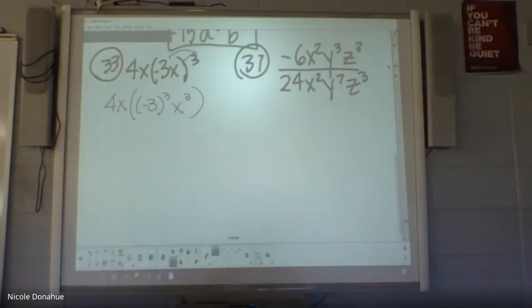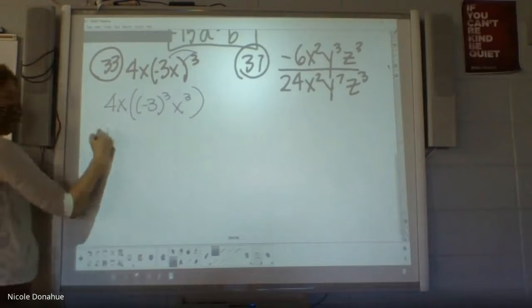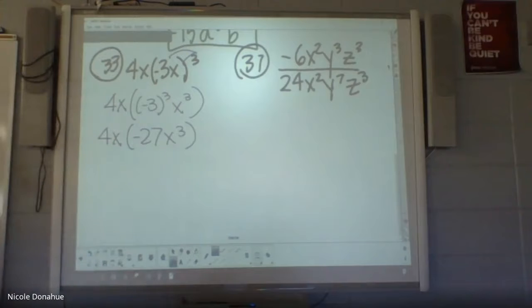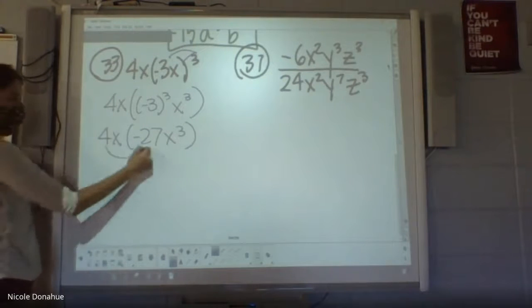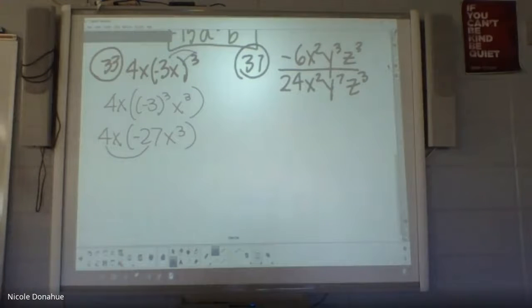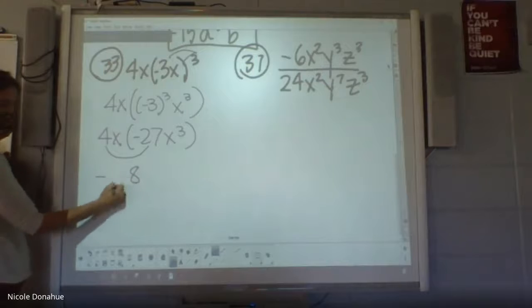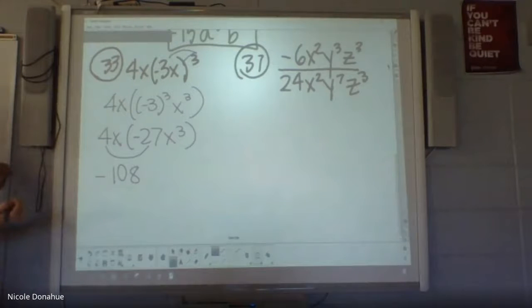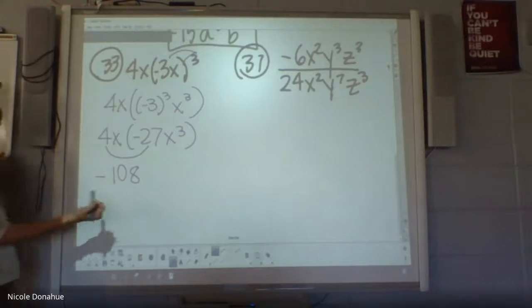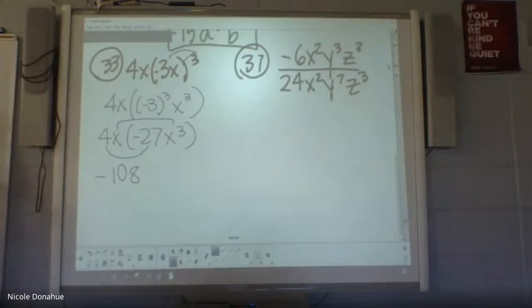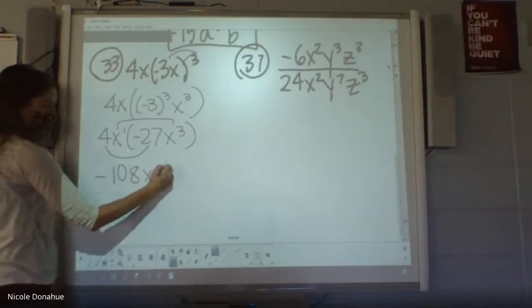Now -3 to the third, we just did that. That's -27. And at this point now, I need to look at what I can multiply together. So similar to what we just did, 4 times -27. So that's going to be a negative, was that 108, I think? Help me out if I get something wrong. The 8, carry the 2, I think so. And then x times x to the third, this is x to the first. So this is going to be x to the fourth.